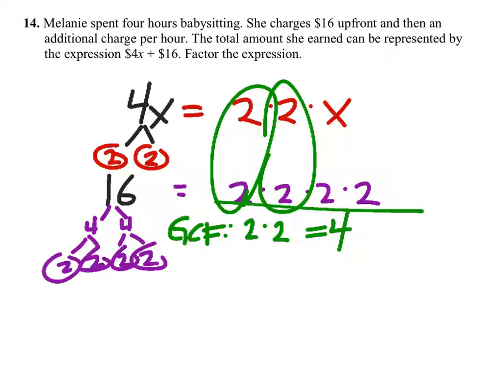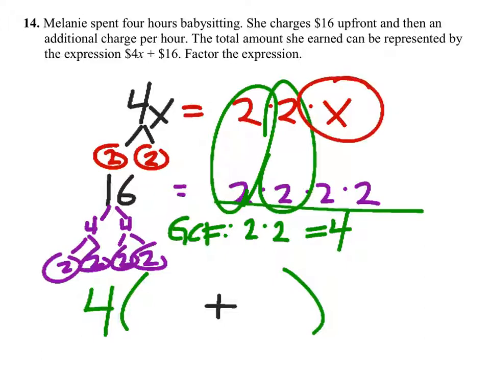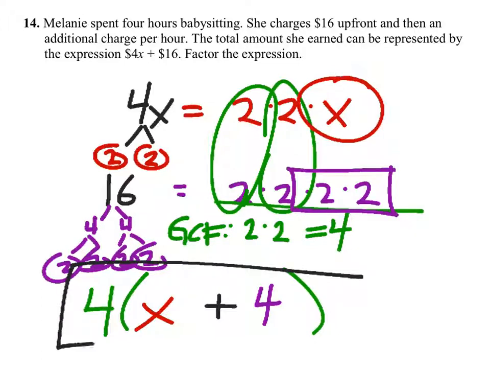So from the expression, we got a 4, and it was an addition between. And what's left over from the 4x? Well, I've got this x right here. And what's left over from the 16? 2 times 2, which is 4. Now, if you make that a 1x, that's okay. But this should be the factored form of that expression.